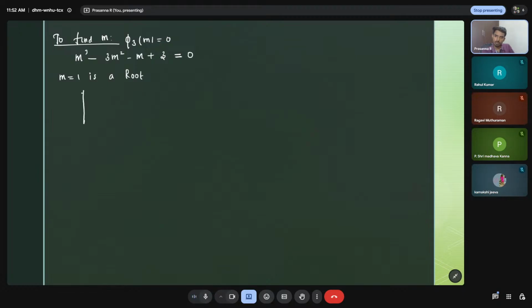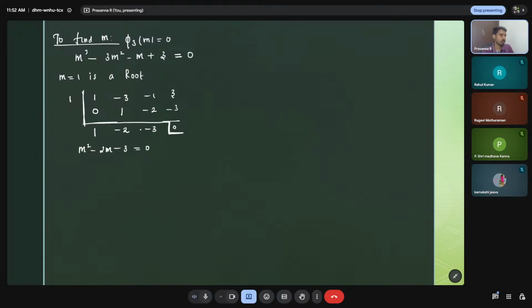Now find the other two roots by synthetic division. This is 1, minus 3, minus 1, and 3. So 1 is a root. I'm assuming that everyone knows 9th, 10th maths, right? So 1 plus 0 is 1. 1 into 1 is 1. Minus 3 plus 1 is minus 2. And this is minus 2. This is minus 3. This is 3. And this is 0. The other two roots are given by m square minus 2m minus 3 is equal to 0.